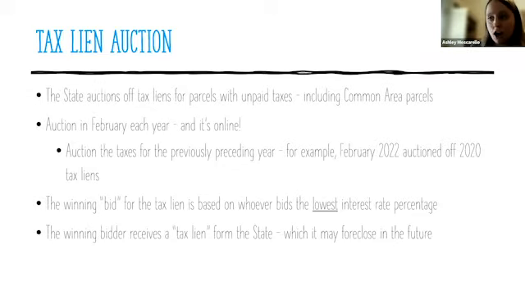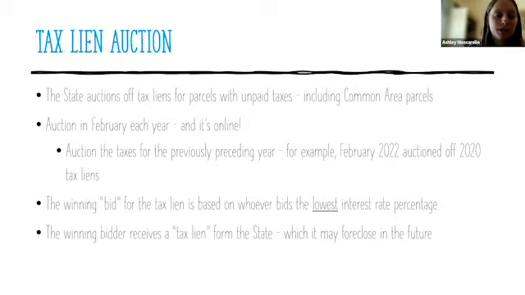It is an auction in the true sense, but you might be wondering, do they pay money? Is it like a sheriff's sale? Like, what are we talking about in an auction? And it's kind of interesting. The winning bidder for the tax lien is based on whoever bids the lowest percentage rate of interest that's going to be added onto the delinquent taxes in order to pay them off.